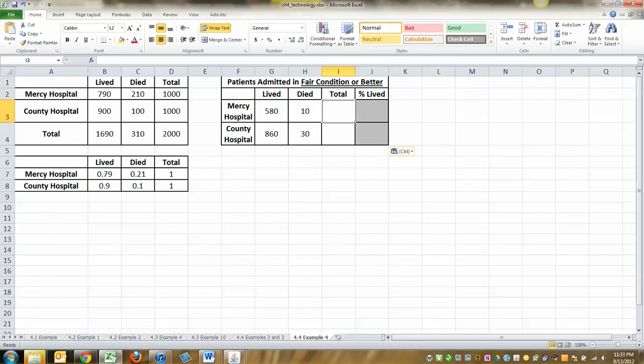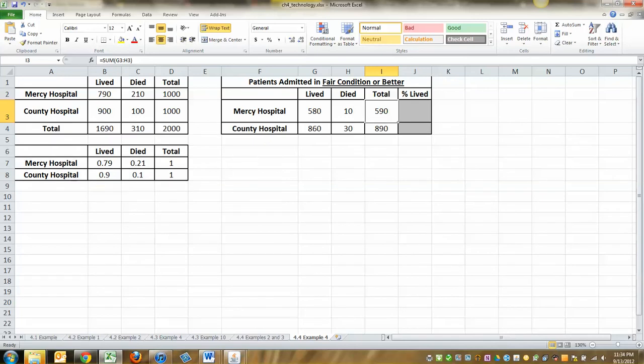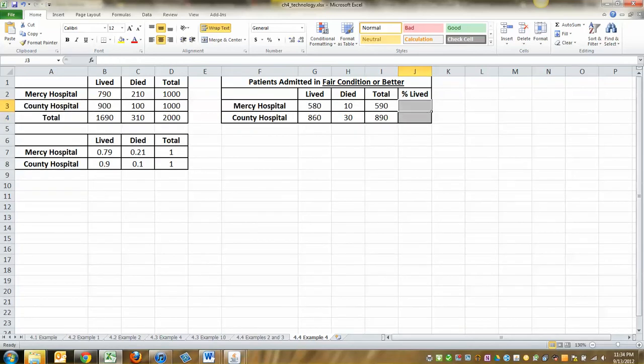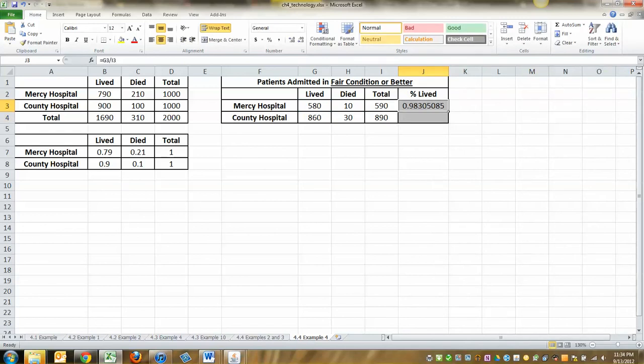Now, how many total are there? Equals sum, total, and then I can drag that down. Mercy Hospital only had 590 admitted that were in fair condition or worse. County Hospital has 890 admitted in fair condition or worse. Interesting, no? What percent of Mercy Hospital people are living? That would be 580 divided by 590. I can change that to a percent or leave it as a decimal.